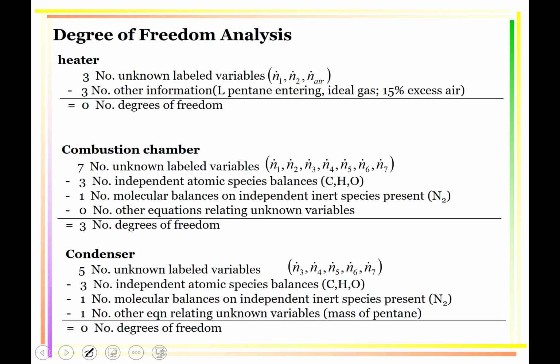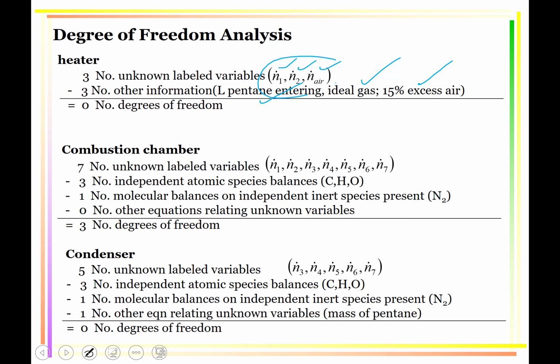Okay, so degree of freedom analysis. Around the heater, we have 3 unknown variables labeled here, which ones they are. And we also know we have the ideal gas, we have 15% excess air, and we have the liters of pentane entering. So we can solve everything around the heater.